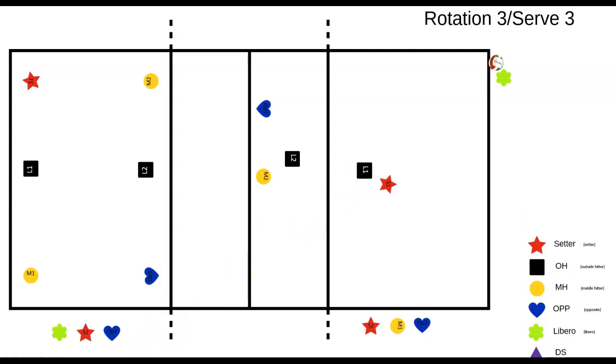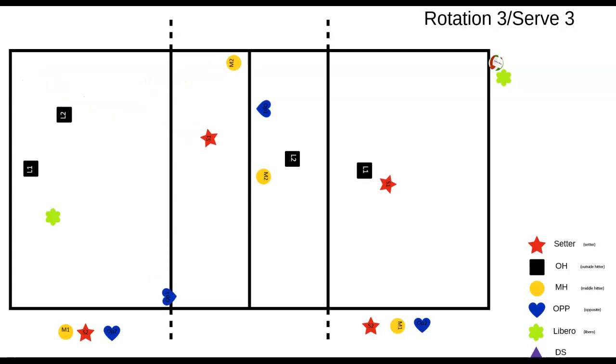Okay, so now let's take a look at the serving side. They need to set up for serve receive. Our middle is in the front and our setter is in the far position. So now we have to set her up. First thing we're going to do is we're going to switch our liberos in and out. We always want to make sure our libero is in playing. I'm showing you that a lot because I want you to get the hang of what it looks like in and out behind that 10-foot line. Normally that libero would have already been in.